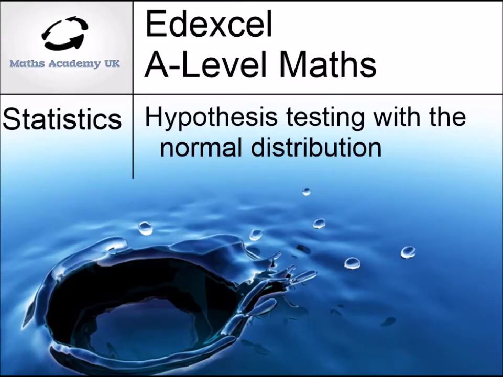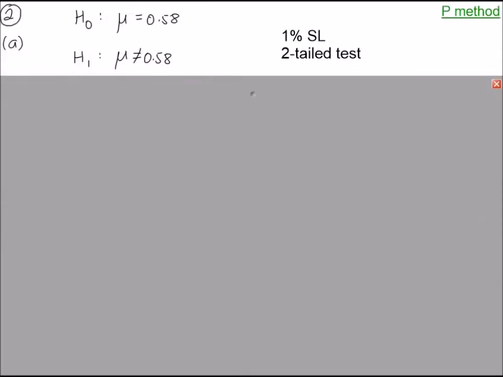Hypothesis testing of a population mean using the normal distribution. Example 2. H0, the population mean, is equal to 0.58. The alternative hypothesis H1, we're testing to see if the mean has changed or if the mean is still 0.58, or if it's increased or decreased. This is a two-tailed test. We're using a 1% significance level, and we're starting off with the easier of the methods, the probabilities method.